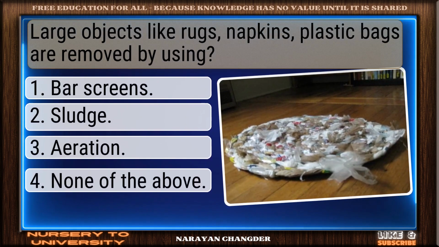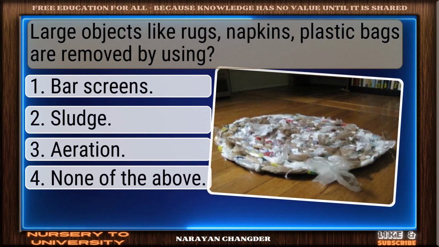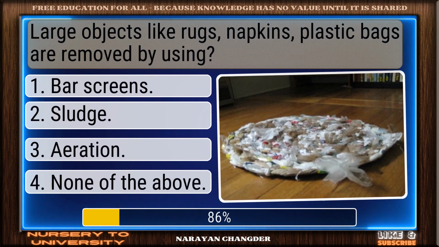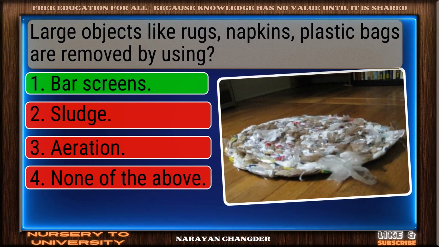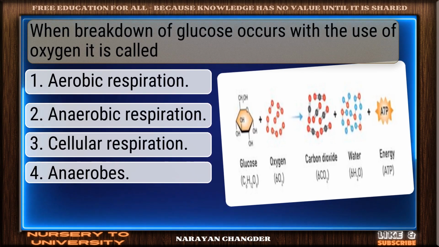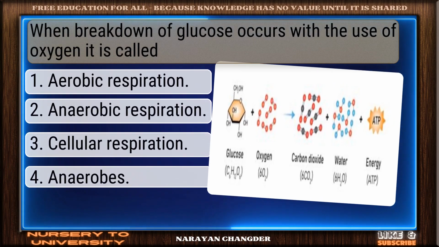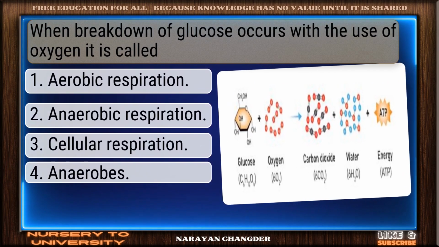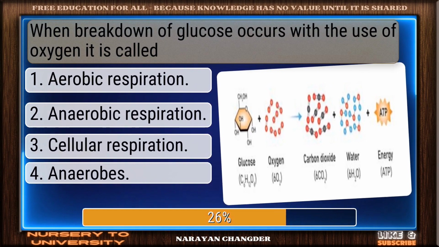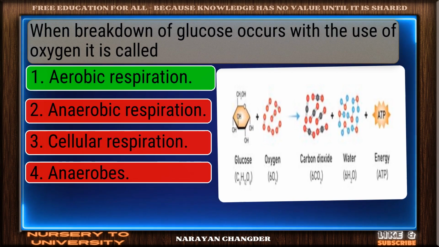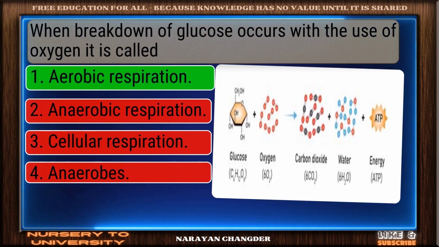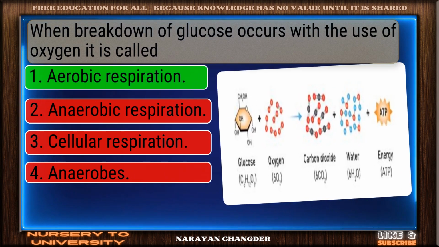Question number 42. Large objects like rugs, napkins, plastic bags are removed by using. Well done. Bar screens is the right choice. Question number 43. When breakdown of glucose occurs with the use of oxygen, it is called. Nice selection. Aerobic respiration is the correct and valid answer.